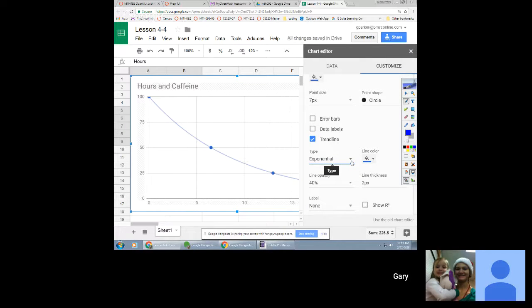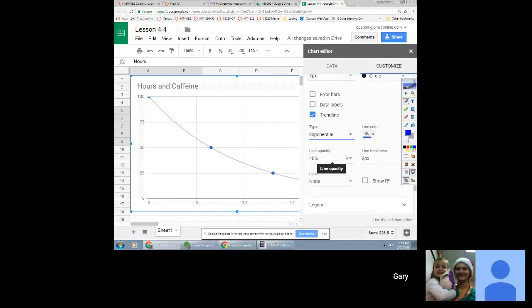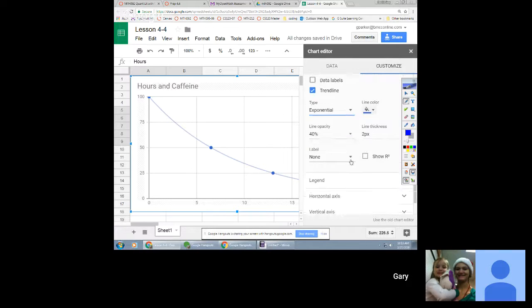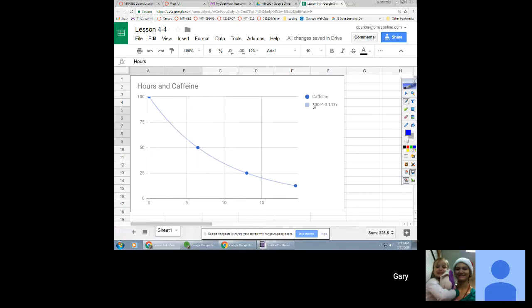Now, when computers do exponential, they usually use a number called E. And I haven't talked about E yet, but thanks to Daisy, we did talk about, remember, the natural logarithm yesterday? E is related to the natural logarithm. So let's see, what else do I want to do? I want to label it to show me the equation. All right, so let's get out of there. So it says 100 times E to the power negative 0.107. So I'm going to screenshot that and see if I can make sense of that compared to what we found.